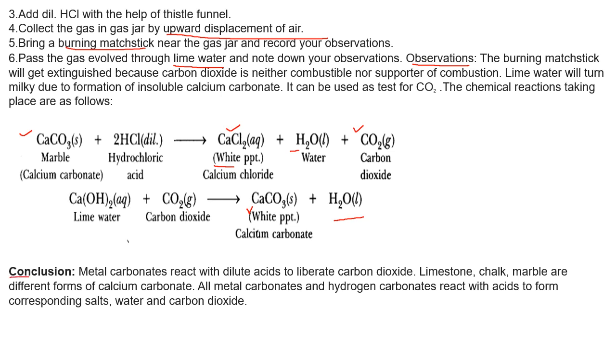For the conclusion you have to give, or you can write inference: metal carbonate reacts with dilute acid to liberate carbon dioxide. And the last part of the question is where you have to give the forms of calcium carbonate found in nature, that is limestone, chalk and marble. Okay, they are the different forms of calcium carbonate. So when you get a question like this, especially the long questions, you make sure that you have written the answers of each and every part of that question.